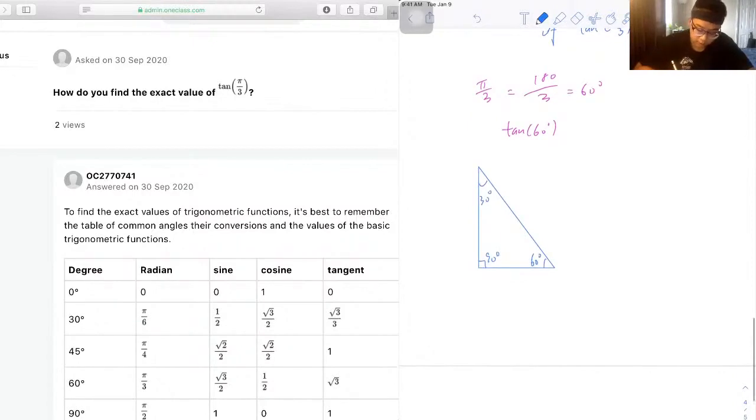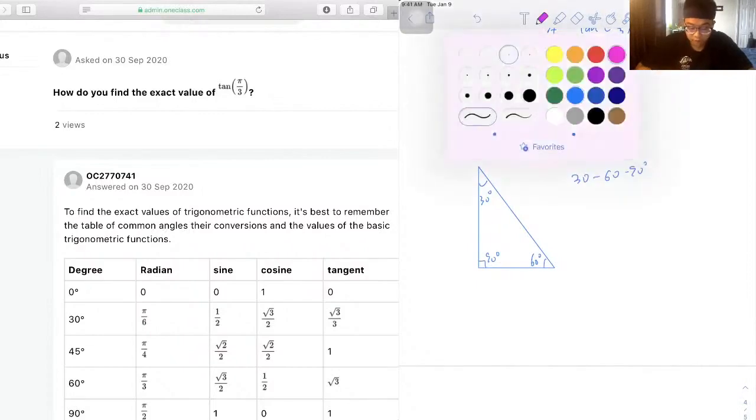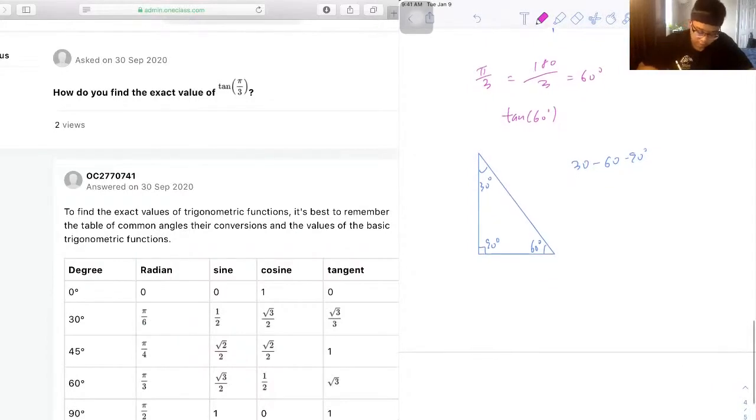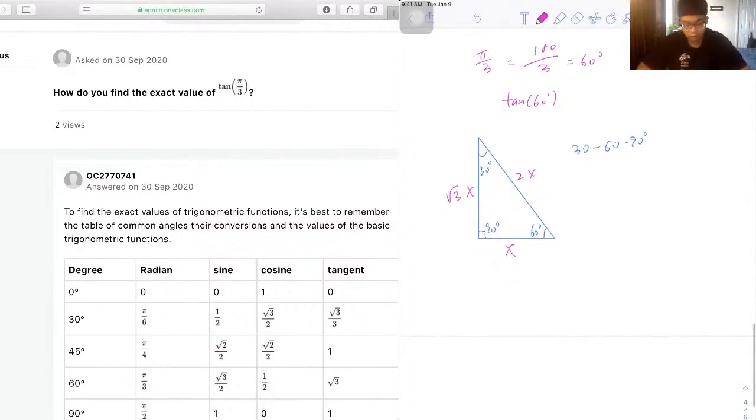And I think this is what we call the 30-60-90 special right triangle. It has the following special property regarding the side lengths, which are 2x, x, and root 3x. Yeah, so that's a ratio.